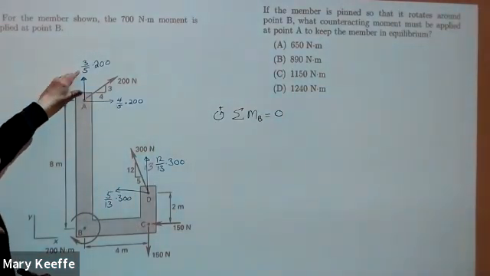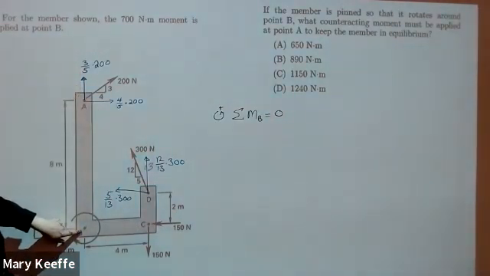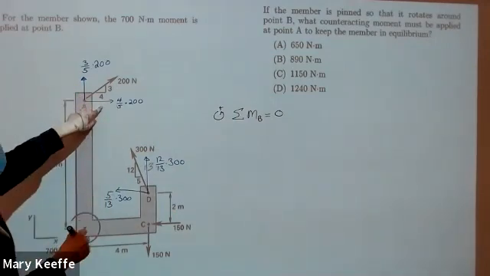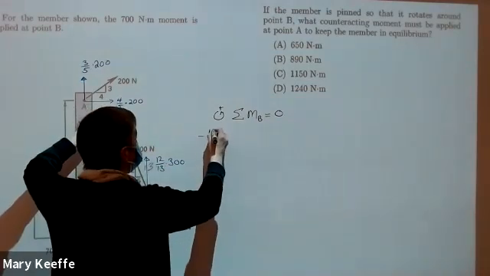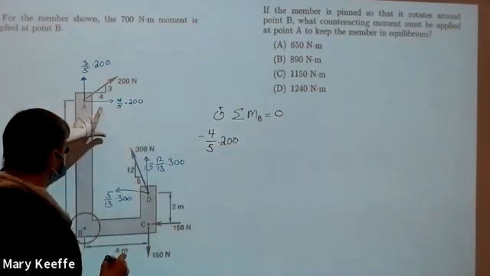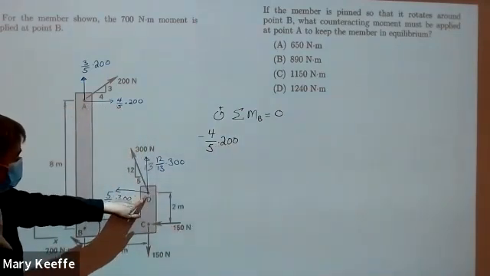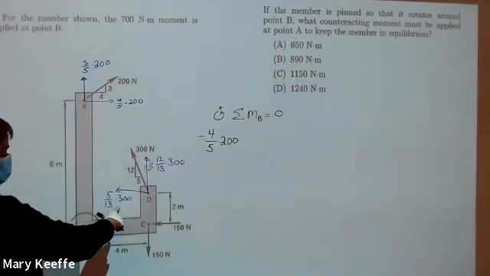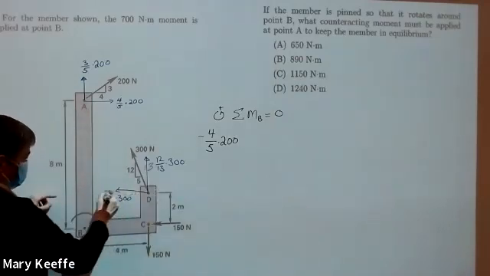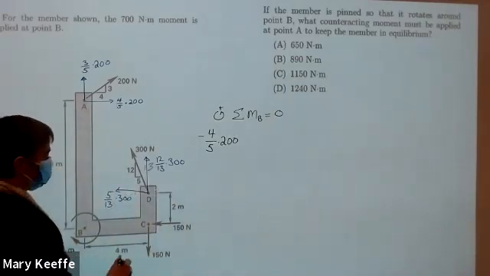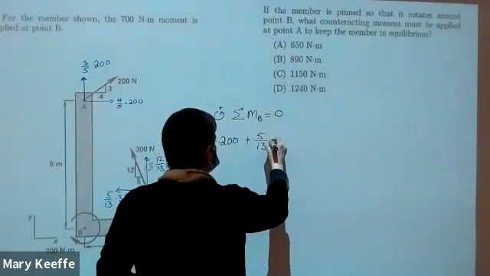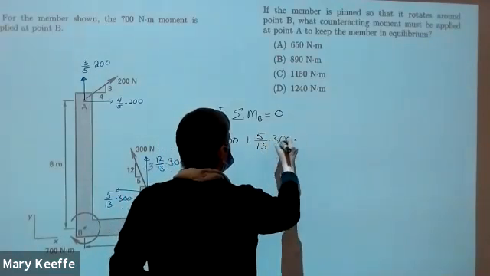This component has a line of action through point B, so it doesn't contribute. So I have a contribution from this one, it's negative, so I'm going to have a negative 4/5 times 200. Then I come down to this one. This is going to contribute counterclockwise, so that's positive. Remember, extend the line of action. It is 2 meters above here, so I got plus 5/13 times 300 times 2.